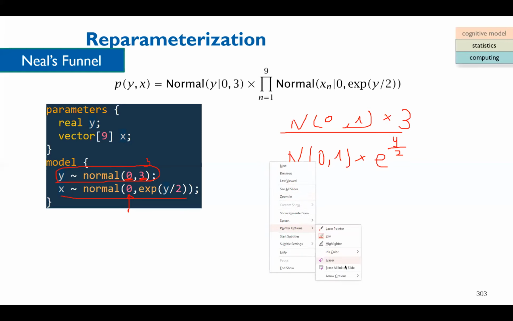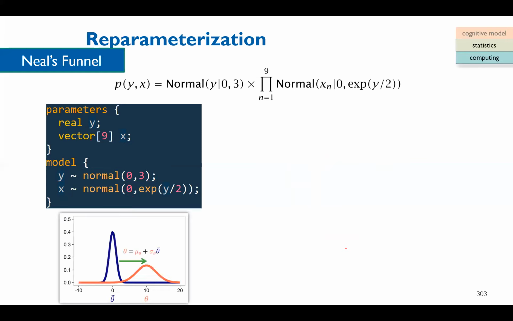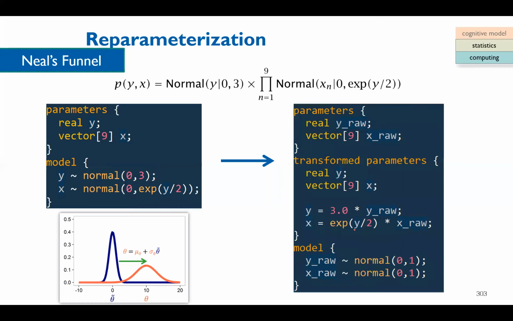And then to code it up in the Stan language, how to do it? Well, take a look here. We have 3 multiplied with y_raw. We have e to the power y over 2 multiplied with x_raw. So here then, what is that? That is a unit normal, right? Unit normal, unit normal. And then all the others stay more or less the same. Does that make sense?